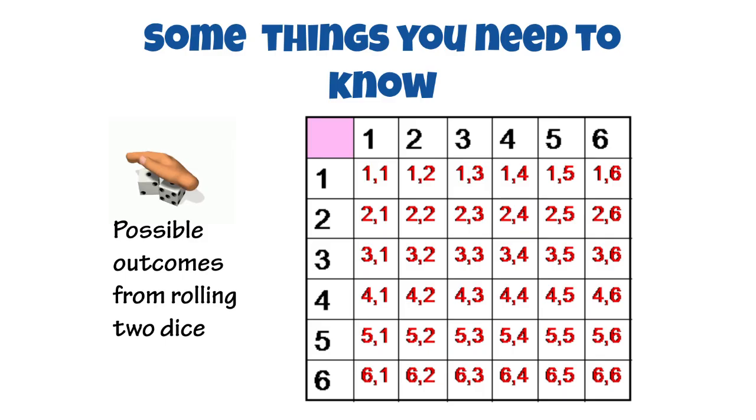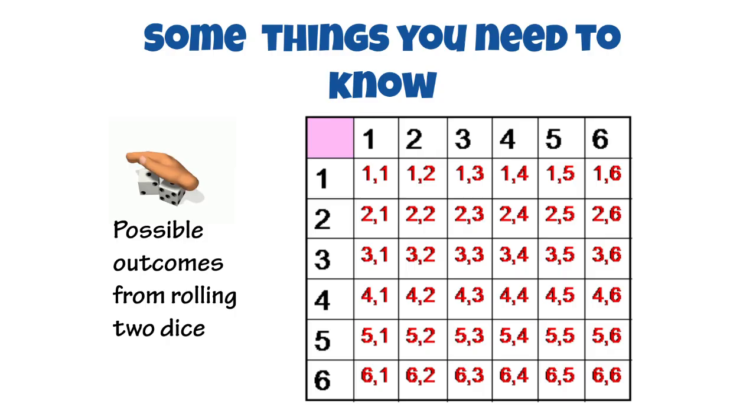Ultimately, it's kind of like the fundamental counting principle. If you're going to roll 2 dice, you have 6 options for the first one times 6 options for the second die, and therefore there are 36 different ways this could play out. And this chart helps you visualize how that might play out.